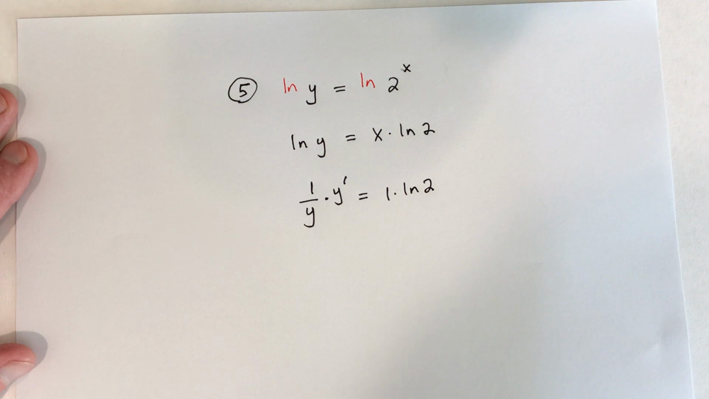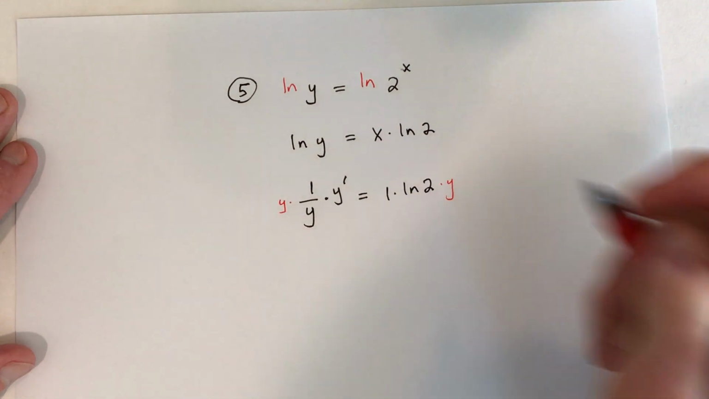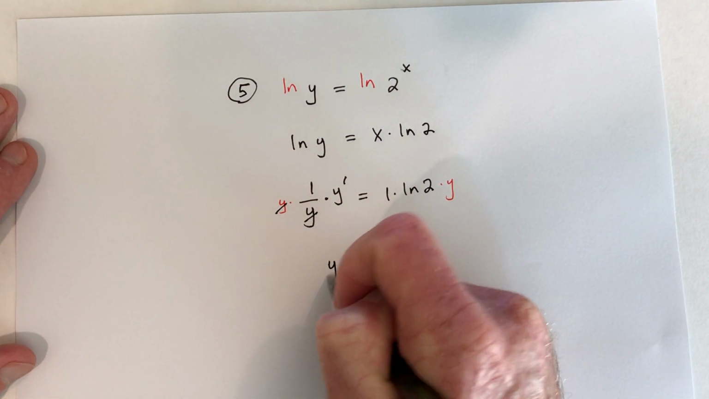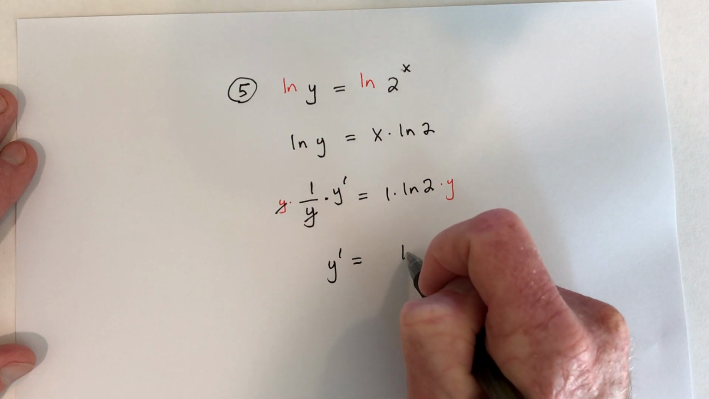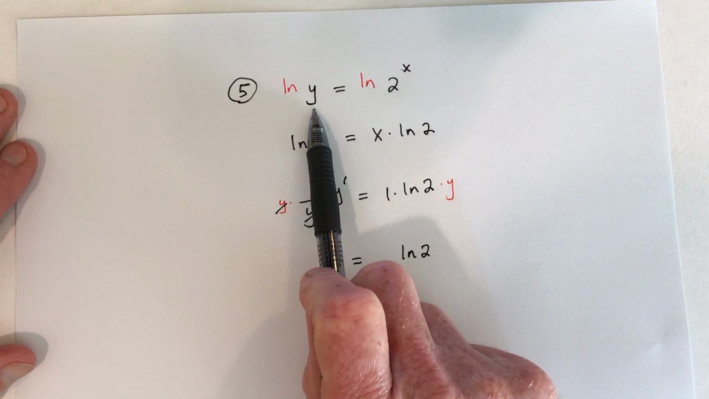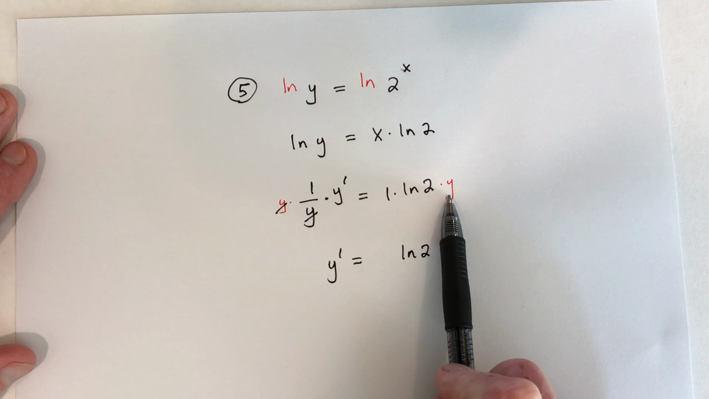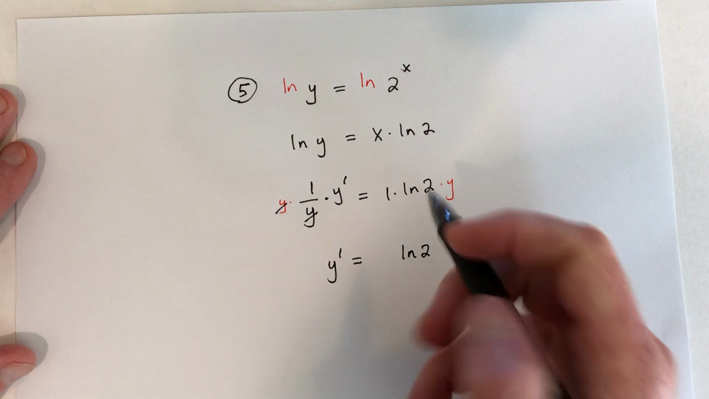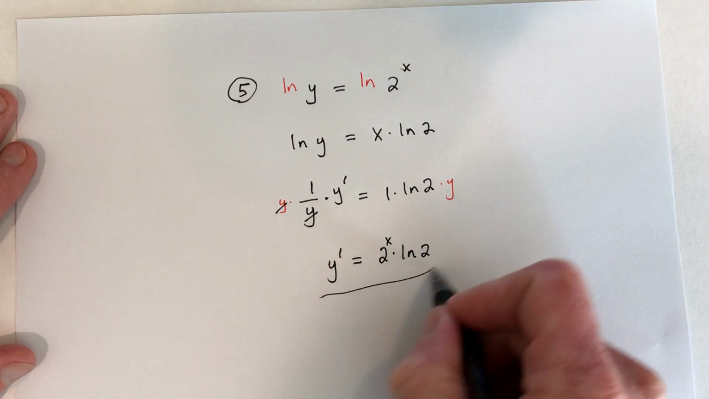And then I want to solve for y prime. So just multiply both sides by y. These are going to cancel, so it's going to say y prime equals, and then this would be the natural log of 2. And from the very beginning, if you look at the black part, it says y equals 2 to the x. So then just replace this y with 2 to the x. And usually that's put in the front rather than the back. So then it's 2 to the x times natural log of 2.